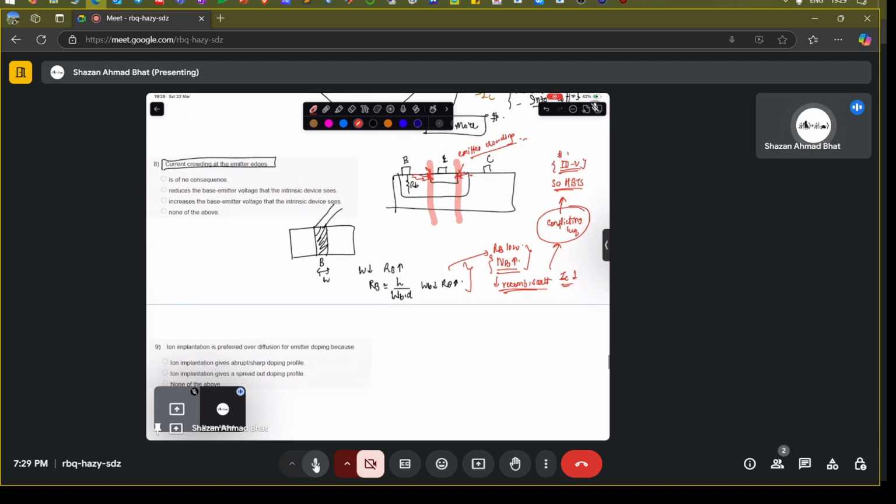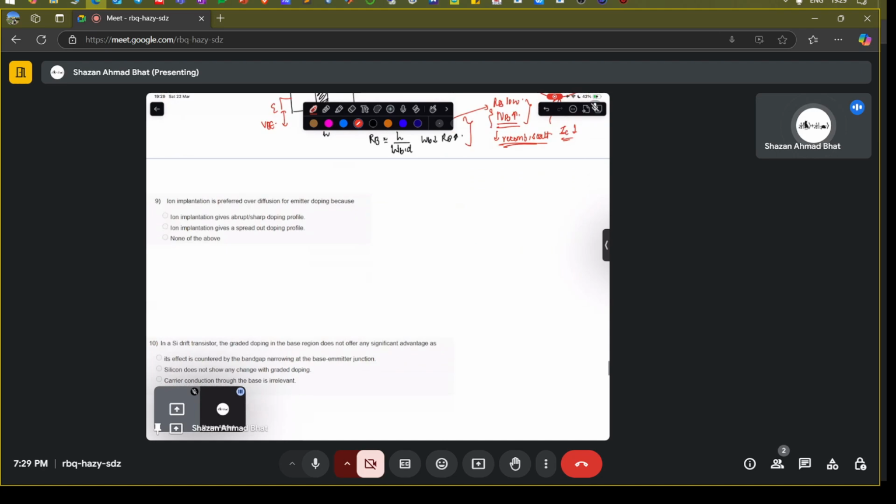So it reduces the base emitter voltage that the intrinsic region sees. That is basically the reduction of the base emitter voltage that the intrinsic device sees. Reduction in the base emitter voltage. Base emitter voltage is this thing. This is emitter. This is base. So this is the base emitter voltage reduced because of this effect.